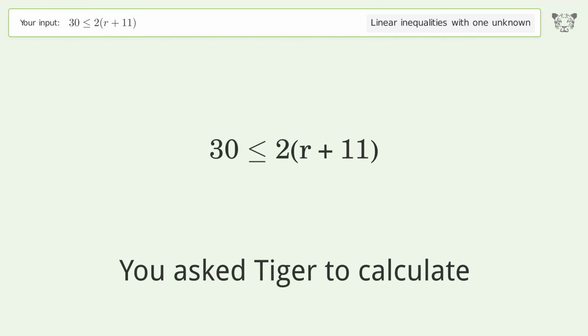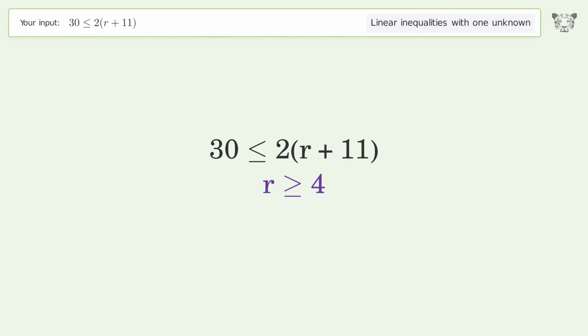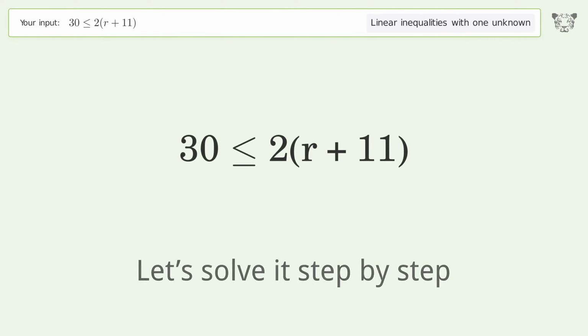You ask Tiger to calculate. This deals with linear inequalities with one unknown. The final result is r equal or greater than 4. Let's solve it step by step.